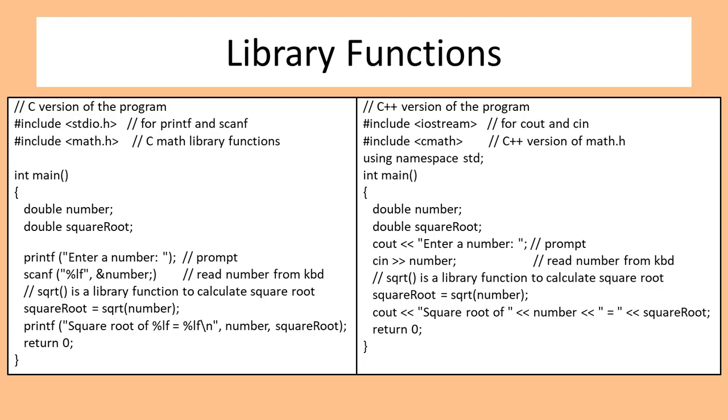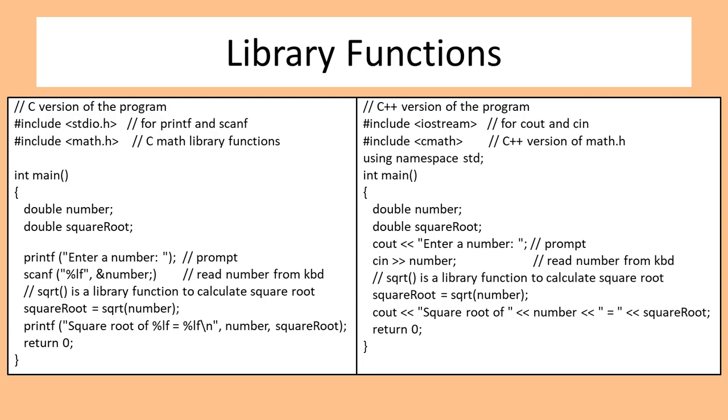Here is sample code in C and C++ showing the use of the sqrt math function. sqrt calculates the square root of a number. You can see a difference in the include statements. C uses #include <stdio.h> for the standard console input and output, and C++ uses #include <iostream>. The angle brackets indicate that the include file is already on the disk in the compiler's include directory.